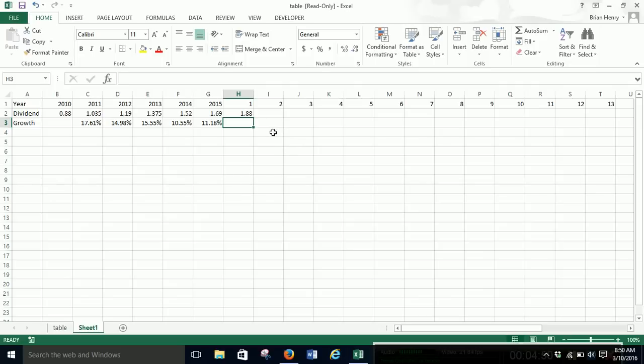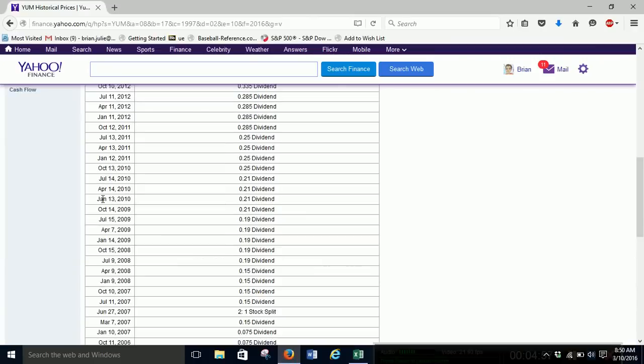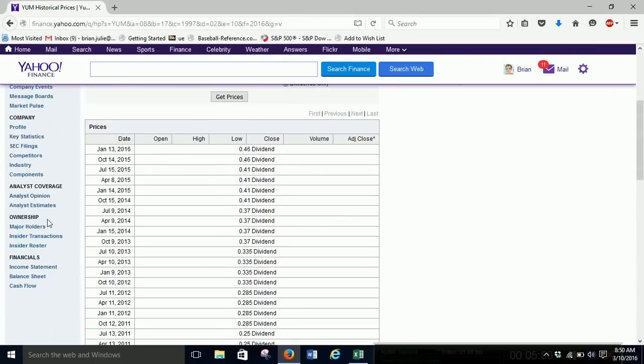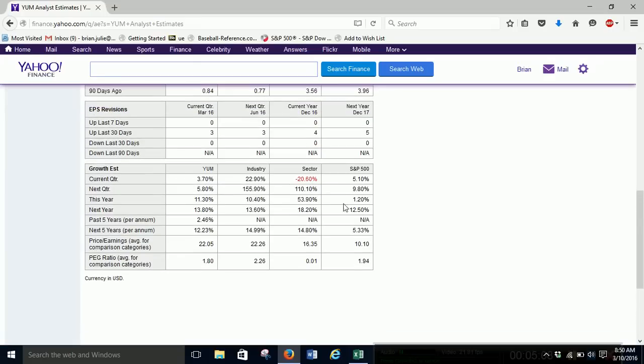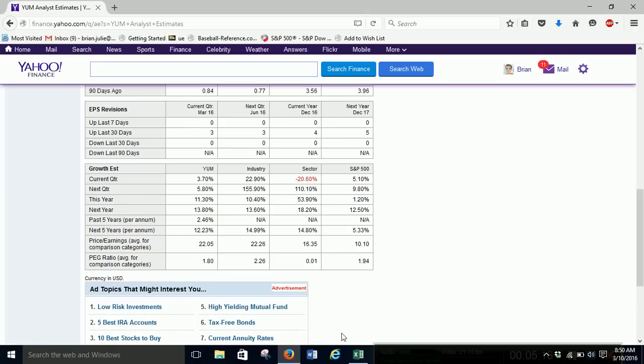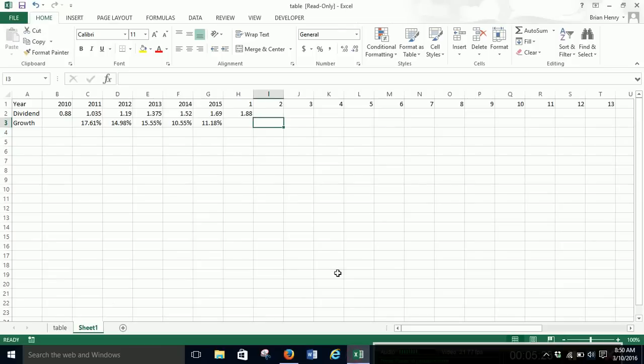And then we're going to guess the growth rates from there. So right now they've been growing the dividend 17, 15, 10, 11. Their current growth rates, I tend to like to go here on Yahoo Finance, go to analyst estimates, and look at what the expected growth rates are. So next year, 13.8, next 5 years, about 12, but the dividend seems to be outpacing the growth in recent years. So if growth picks up, we can guess that dividends are going to remain decently high.